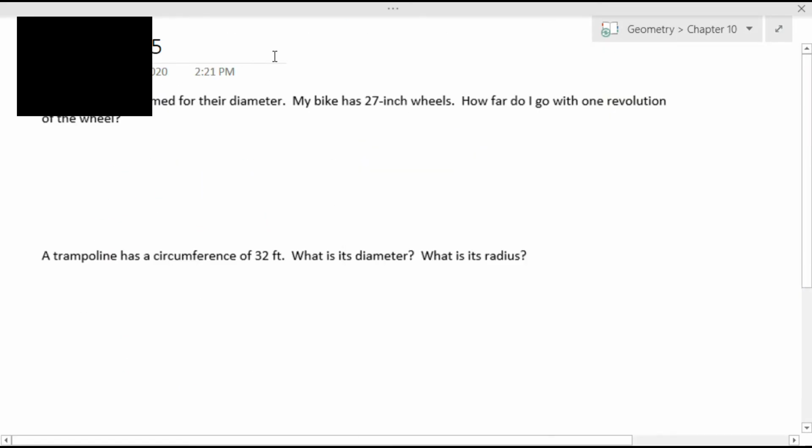One more couple of problems. Okay. Bike wheels are named for their diameter. My bike has a 27-inch wheel. How far do I go in one revolution? So if we have a circle, that's a pretty good circle. The diameter is 27 inches. How far do I go? It's asking for what's the circumference.